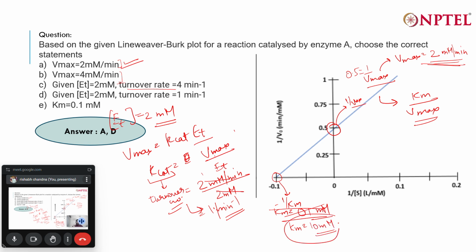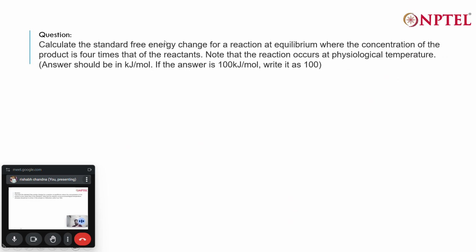Okay, so Km would be 10 millimolar, not 0.1 millimolar. So the correct answer is A and D. Okay, so let's move on to the next question.